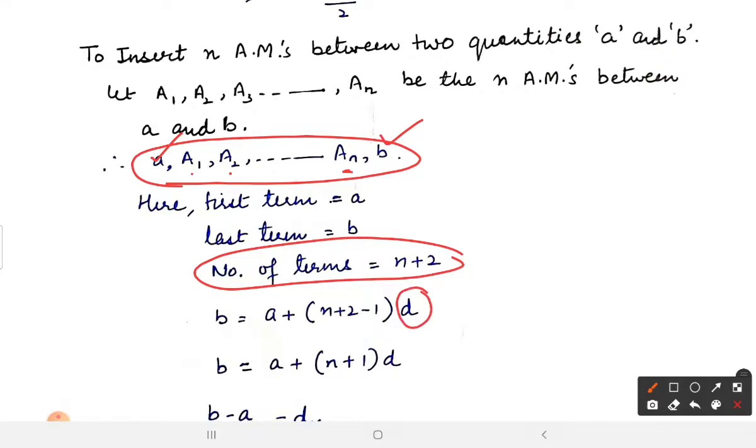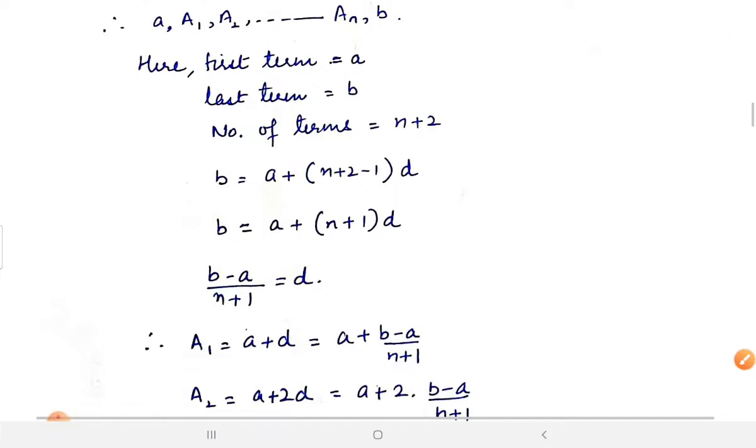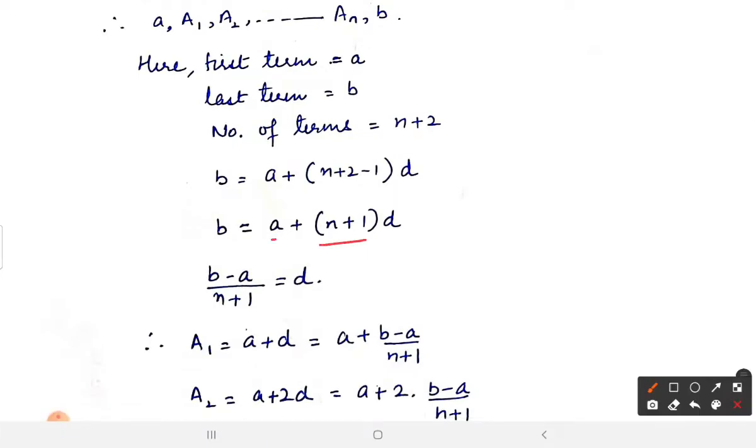What is the common difference? So we have b, apply the formula for the last term. The formula for the nth term is a plus (n minus 1) times d. Here the number of terms is n plus 2, so we have n plus 2 minus 1. a is the first term, d is the common difference, and b is the last term. So we have b is equal to a plus (n plus 2 minus 1) times d. So b is equal to a plus (n plus 1) times d.